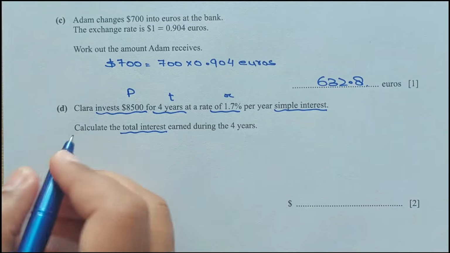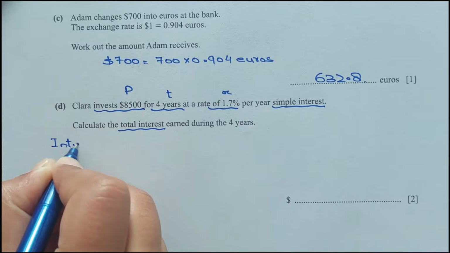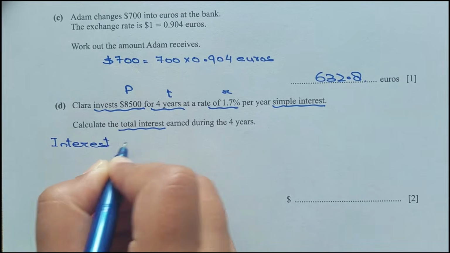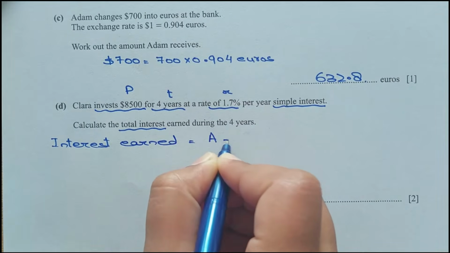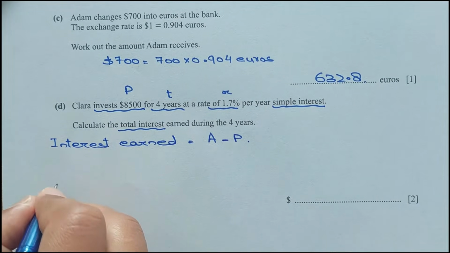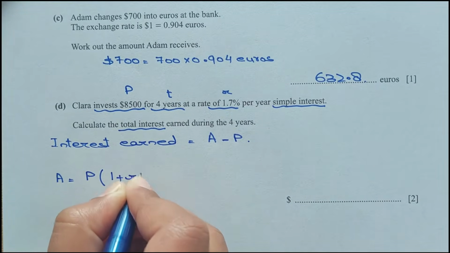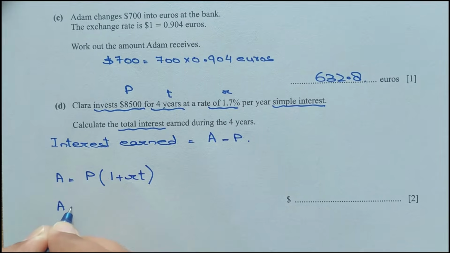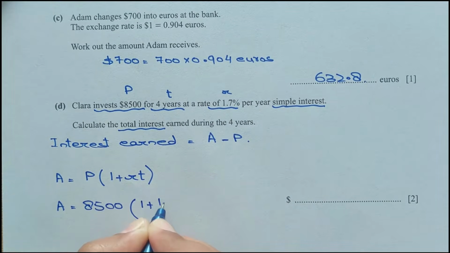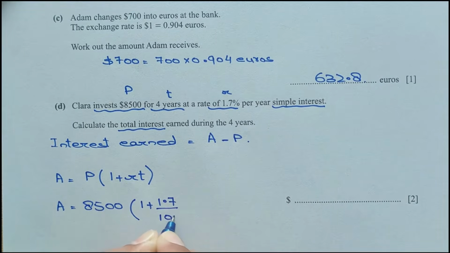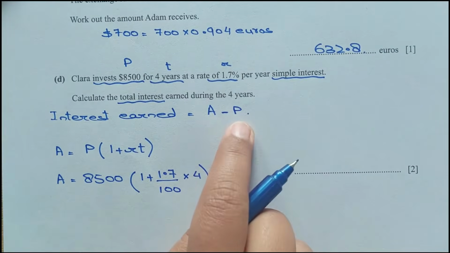Okay, so interest earned is equal to amount minus principal, right? So let me find out the amount. For simple interest, it is P times (1 plus RT). This is the amount. P is the investment, 8,500. R is 1.7 percent, dividing by 100, and T is 4 years. This is the amount, and we will subtract the principal at the end.